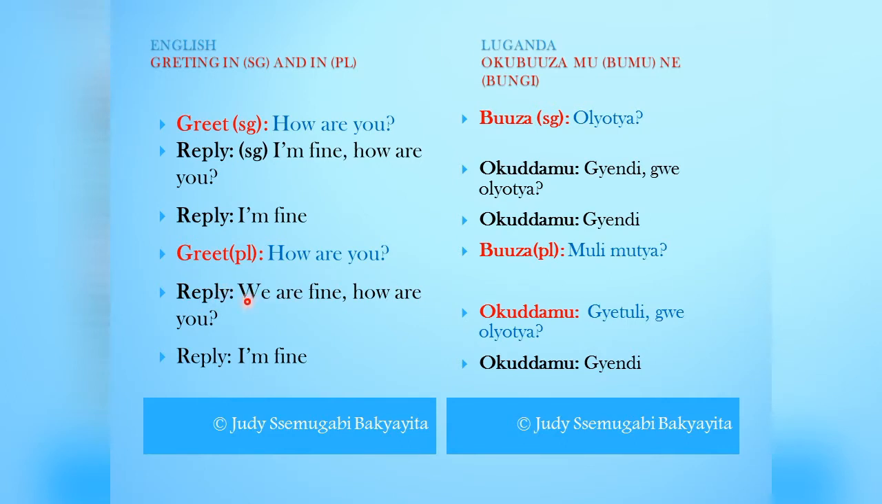They will respond by saying, we are fine, how are you? In Luganda, they will respond by saying, gye gwe olyotya. Gye, we are fine. Gwe olyotya, how are you? Then you respond by saying, I'm fine. In Luganda, you say, gyendi.